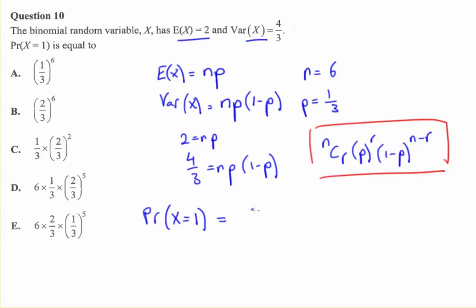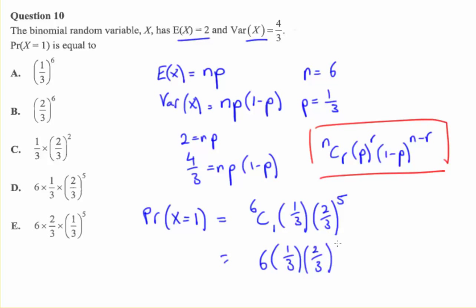So we have 6 trials and we want one of them to be successful. The probability of success is 1/3, and that's to the power of 1. Probability of failure is 2/3, and that's to the power of 5. 6 choose 1 is 6. 6 choose 1 gives us 6. Then we have 1/3, 2/3 to the power of 5.